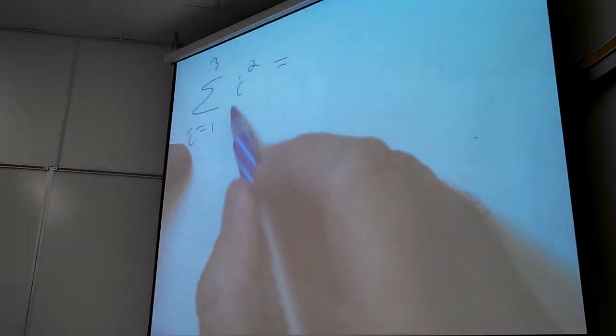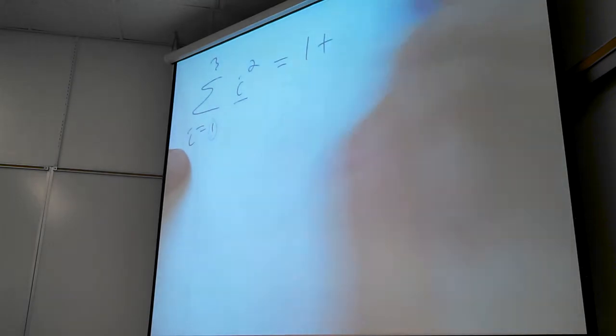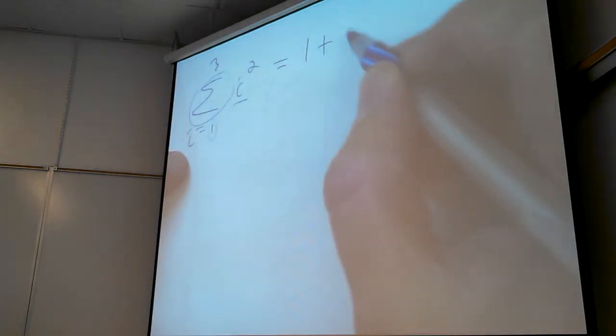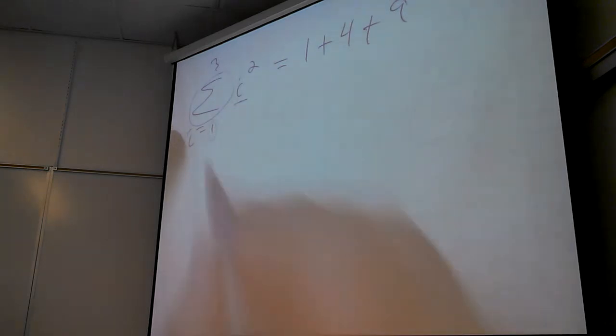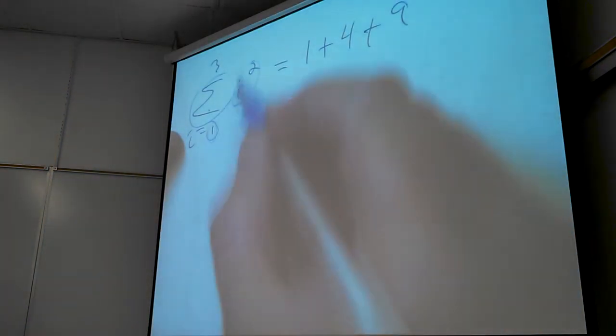So what's the first value? When I is 1, I have 1. Plus, because that's really the Greek letter S, that's our sum. Good. So when I is 2, 4, when I is 3, 9. So it says sum up the value of I squared when I is 1 to 3.